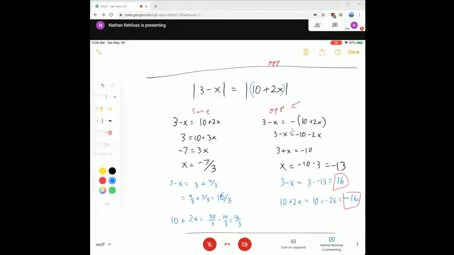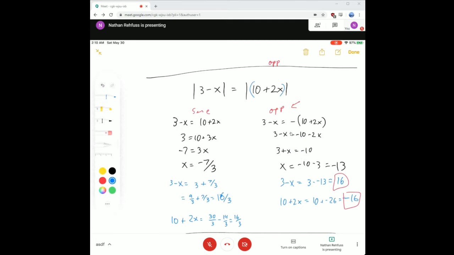So this is 3 minus x is the same as negative 10 minus 2x. Then I will add x to each side. So I'm adding 2x to each side, so x plus 2x is x. And then I can add 10 to each side. Well, rather, subtract 3 from each side would be faster. So I get x is negative 10 minus 3 is negative 13.